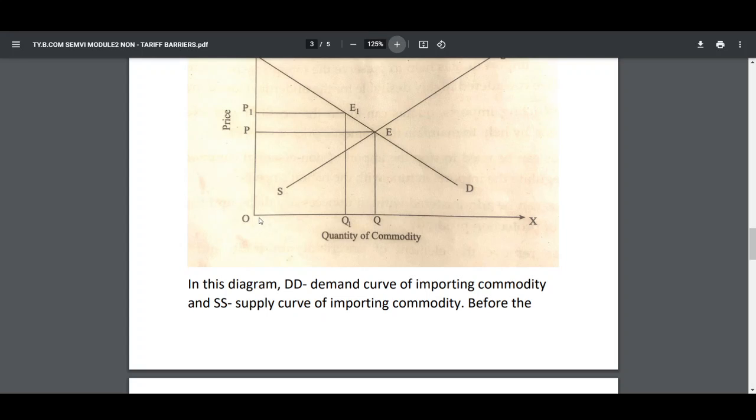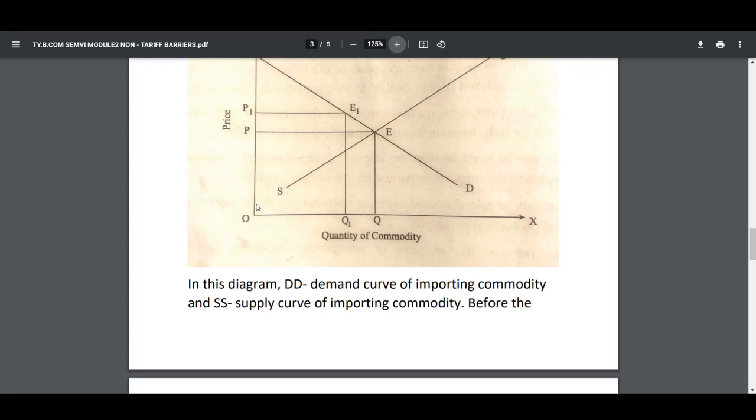Before the imposition of quota, the quantity imported is OQ and the price is OP. But after the imposition of quota, the imported quantity is decreasing from OQ to OQ1 and the price level is increasing from OP to OP1. After the imposition of quota, the quantity imported is reducing from OQ to OQ1, this much. And the price is increasing from OP to OP1.